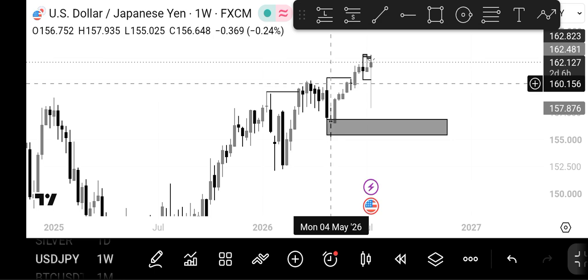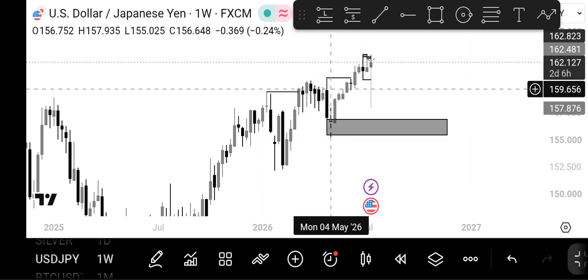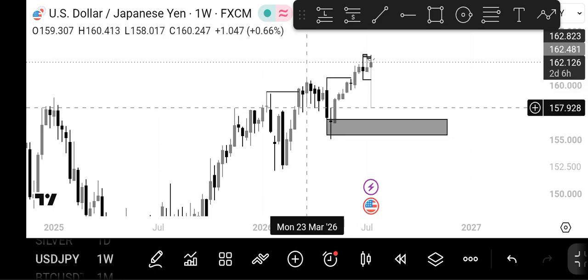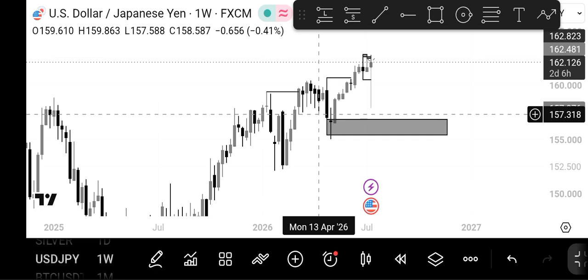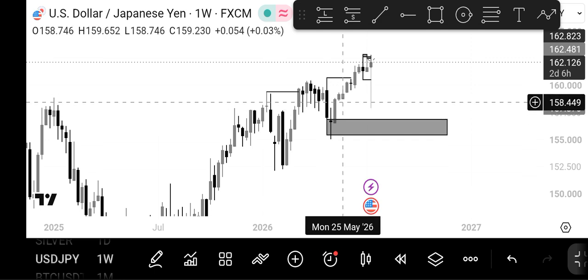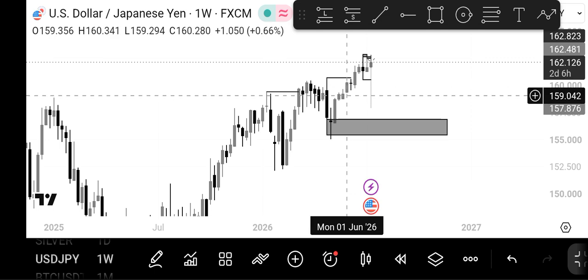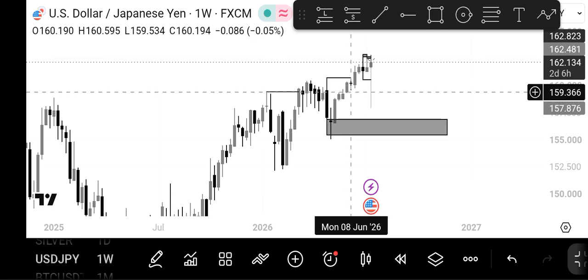So now, after breaking this structure, or before breaking this structure, it first swept this liquidity. You understand? Now we have an internal liquidity. All these things you're seeing here are known as what? Swing lows. It will be very clear on the daily time frame or the H4 time frame.